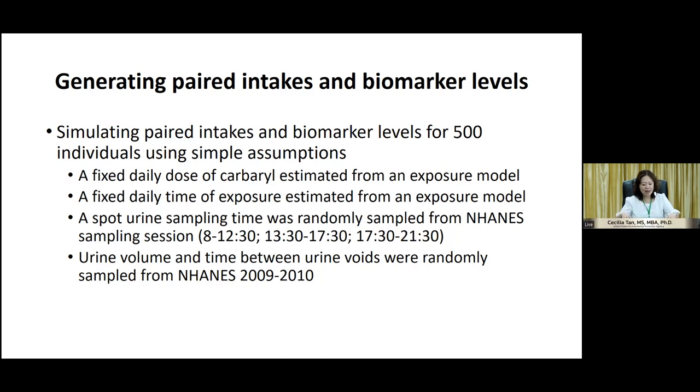They say every day they have three sessions. They have a trailer where people come in and give urine samples. The first session is between 8 and 12:30, and then the next session is 13:30 to 17:30. So during the day, they have these three sampling sessions, and then our model just randomly selects the time from these sessions. And finally, we also have the urine volume, like I told you, from 2009 and 2010. They measured the total urine volume, and they also specifically asked what the time is between the two urine voids.